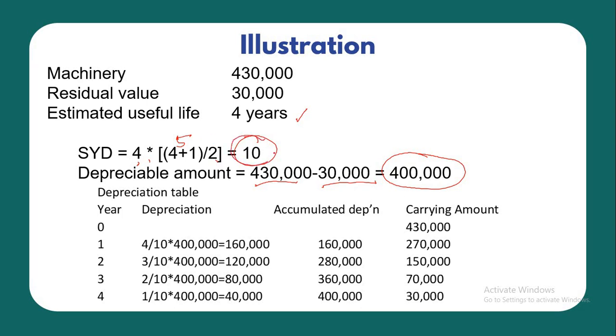So, what are our fractions? Here are the fractions: 4 over 10 for the first year, 3 over 10 for the second year, 2 over 10 for the third year, and 1 over 10 for the fourth year. And this will be multiplied by the depreciable amount. So, our depreciation will be 160,000, 120,000, 80,000, and 40,000 respectively. Okay? And at the end of the useful life, the residual value should remain as its carrying amount. Okay?